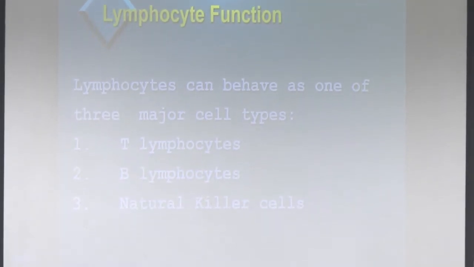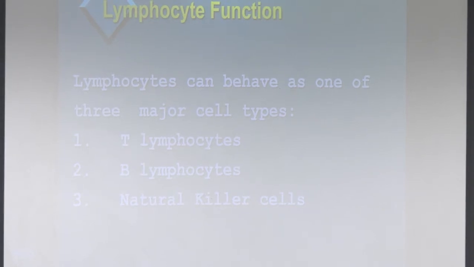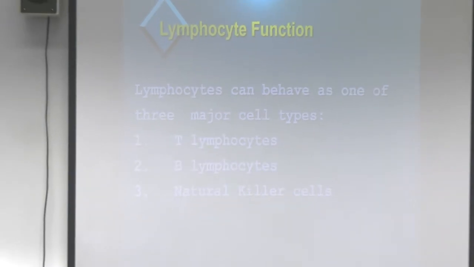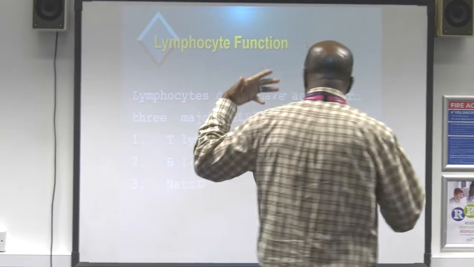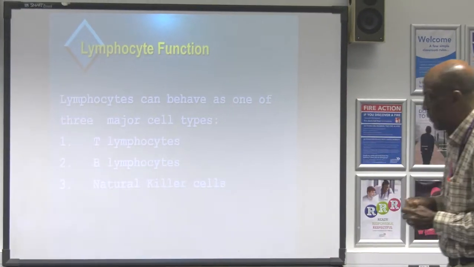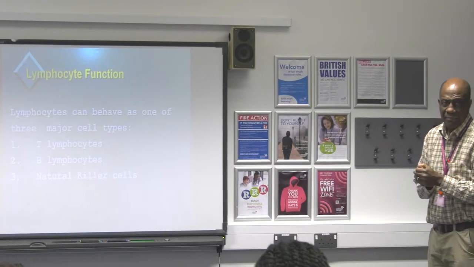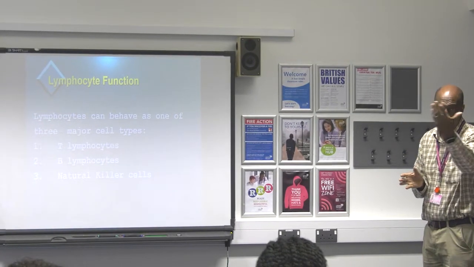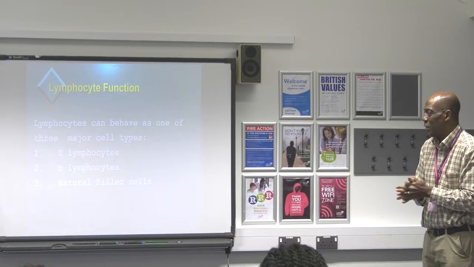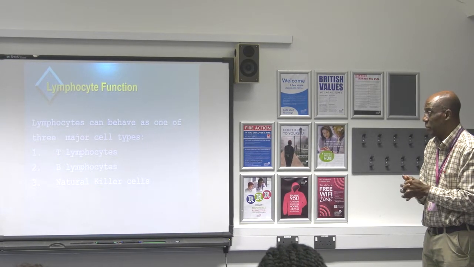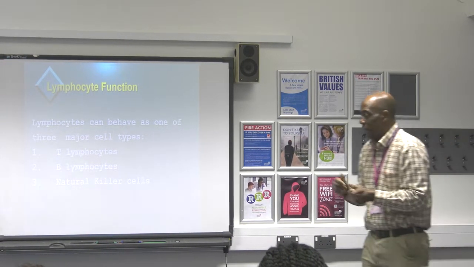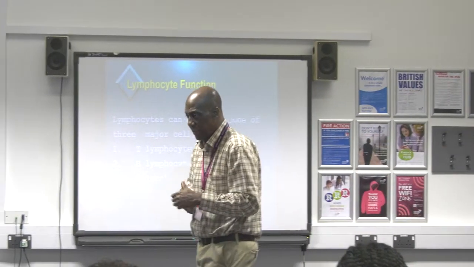There are three types, very, very important. In your research, you see the T, you see the B, you see the natural killers. We all have them. Every single one of us has them. There are three major lymphocytes: there's a T, there's a B, there's a natural killer.